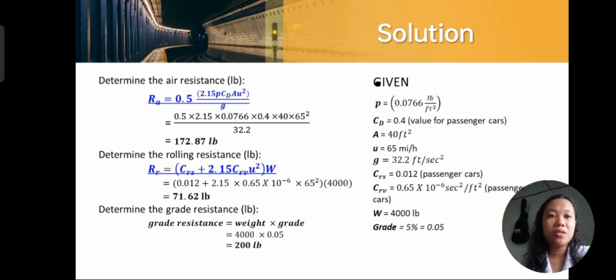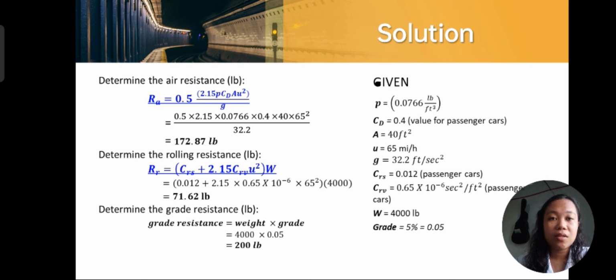Next step is to substitute all of the given values to the formula. So it gives us 0.5 times 2.15 times 0.0766 times 0.4 times 40 times 65 squared all over 32.2. By computing it, we get 172.87 pounds.